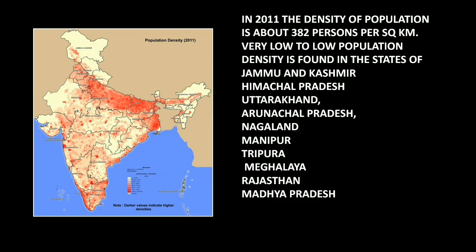States like Jammu and Kashmir, Himachal Pradesh, Uttarakhand, Arunachal Pradesh, Nagaland, Manipur, Tripura, Meghalaya, Rajasthan and Madhya Pradesh had very low or low population, as discovered in the census of 2011. Why do these areas have a very low population? It is mostly because of the climatic conditions or the terrain. Most of the terrain in Jammu and Kashmir is hilly, so human settlement is not favorable there, and they have a smaller population.